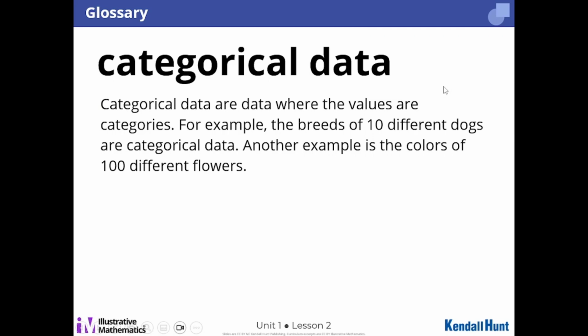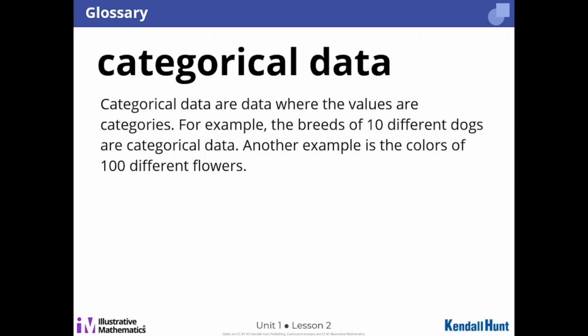Before we get started, we need to make sure that we understand some of the vocabulary we will see. First, we have categorical data. Categorical data are data where the values are categories. For example, the breeds of 10 different dogs are categorical data. Another example is the colors of 100 different flowers.